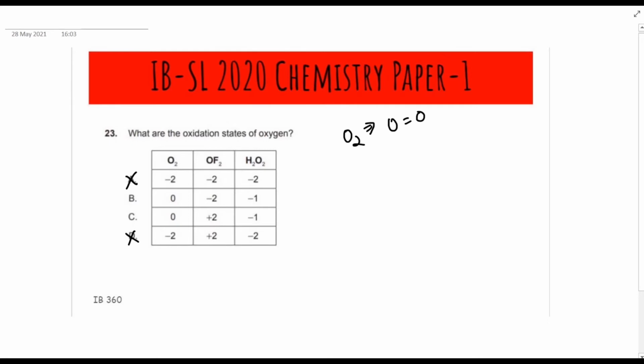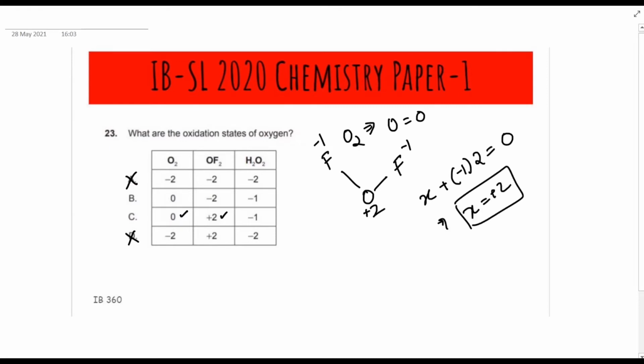Now OF2. In OF2, fluorine is more electronegative than oxygen, so fluorine would be assigned a -1 oxidation state. As the total molecule is neutral, oxygen will have a +2 oxidation state. So this is correct till now. We can also do it algebraically. Let's say the oxidation state of oxygen is X, and for fluorine it's 2 times -1. It's 0 as it's a neutral molecule, so X becomes +2.